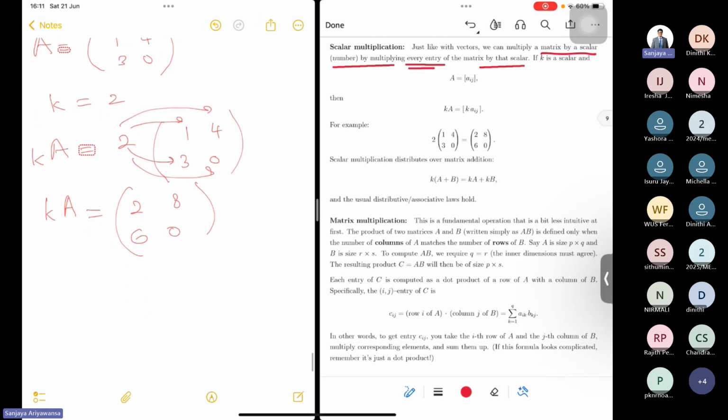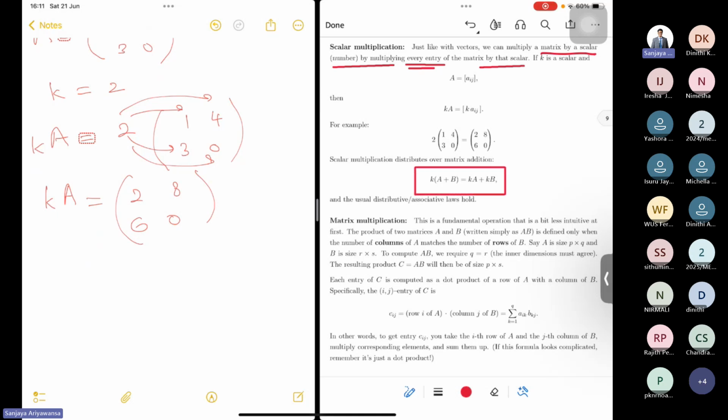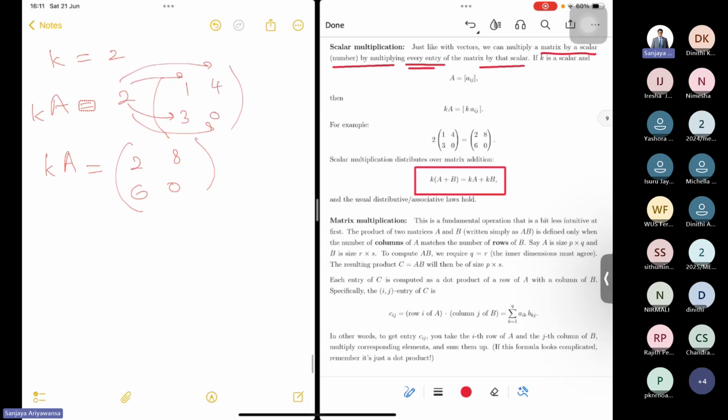And in scalar multiplication also, you have a particular property, which is that it follows the distributive property. What do I mean by a distributive property? If you were to add two matrices and multiply it by a scalar, it is the same thing as saying you multiply the matrix A by the scalar and you add the matrix B multiplied by the scalar. These two are the same. And this holds under the usual distributive and associative laws for scalar multiplication as well.